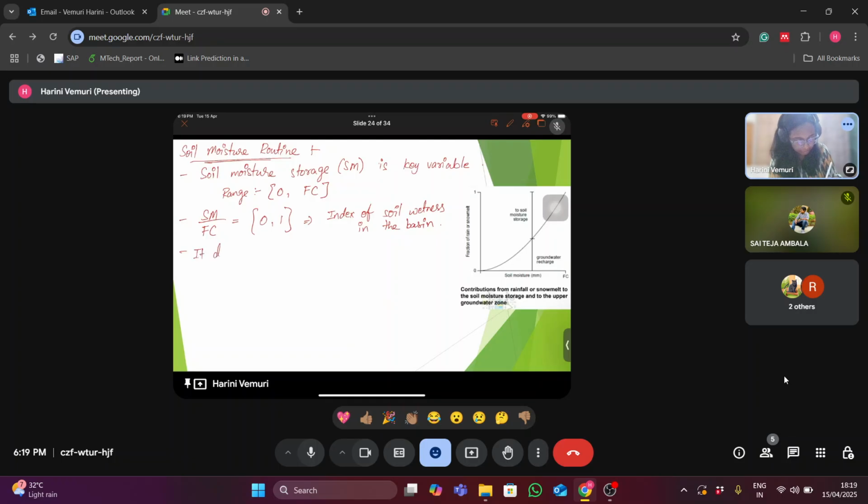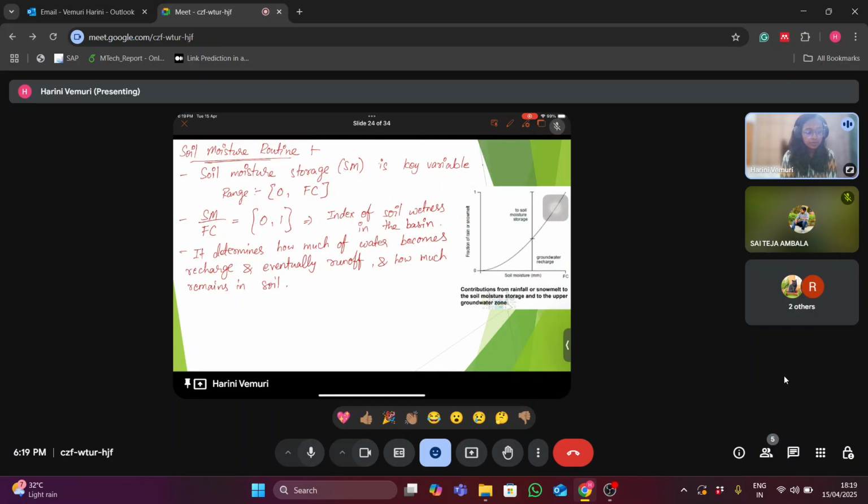Then it determines how much water becomes recharge and eventually runoff, and how much remains in soil. So how do you think one simple index can give us an idea about all these things?